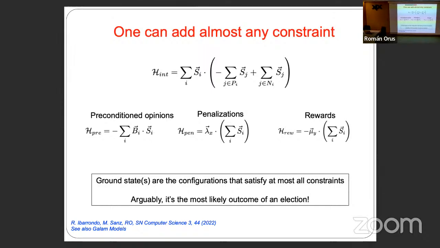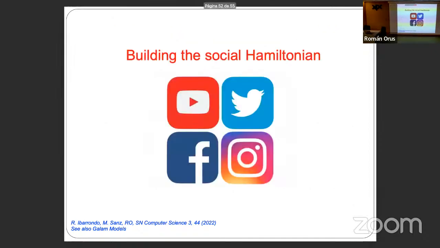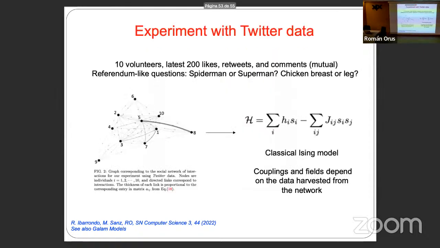Now the ground state of this is arguably the most likely outcome of an election. Now we are talking about elections, but this is much more general. This was the example that triggered the idea, no? But actually, this was our idea. Now, how do you build a Hamiltonian? Well, you build it from data in social networks. You can harvest data from Twitter. That's for free. And then that's what we did.